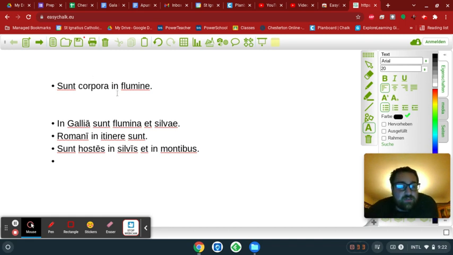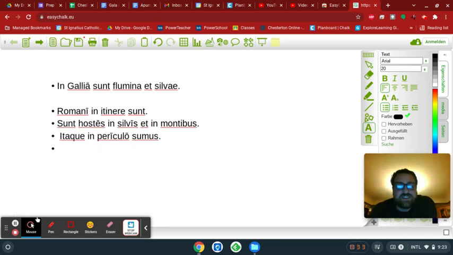So corpora, could that be in the nominative? Sure could. That's a nominative plural. And because it looks like corpus or corpse, it's body. It means body. So actually it means bodies. So there are bodies in flumine, in the river. So that was a quick one. There are bodies in the river. Very interesting.